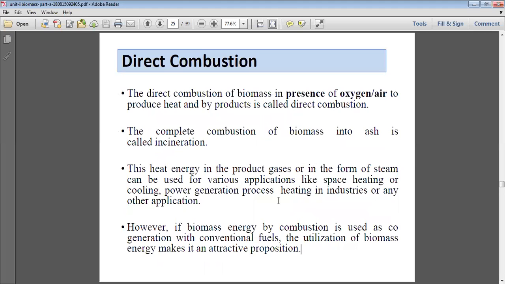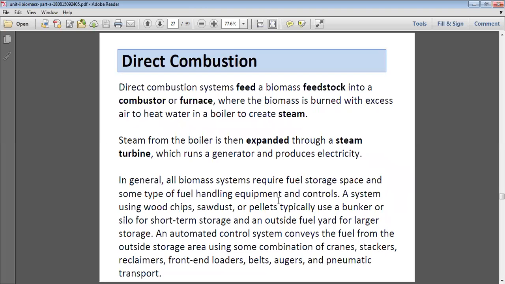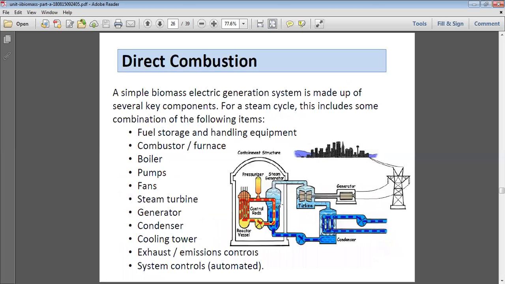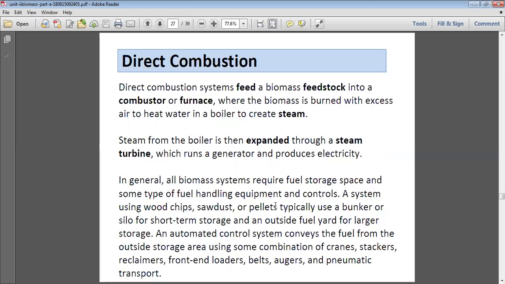In direct combustion, the system feeds a biomass feedstock into a combustor or furnace, where it is heated and burned with excess air to heat water in the boiler to create steam. So out of this we are heating it, and this is a steam generator. Out of this we are generating steam. So how are we generating steam out of it?